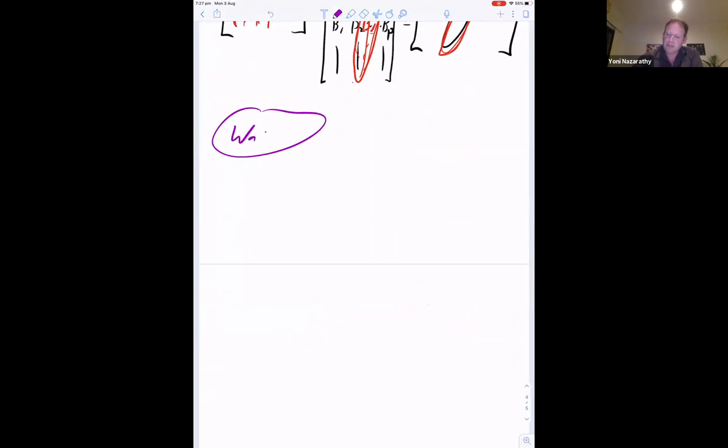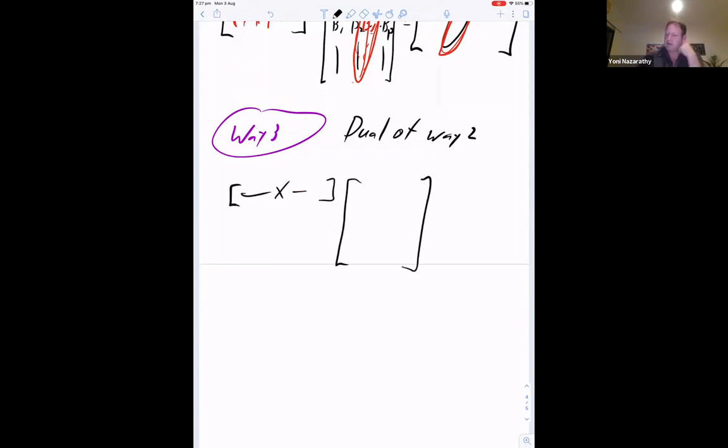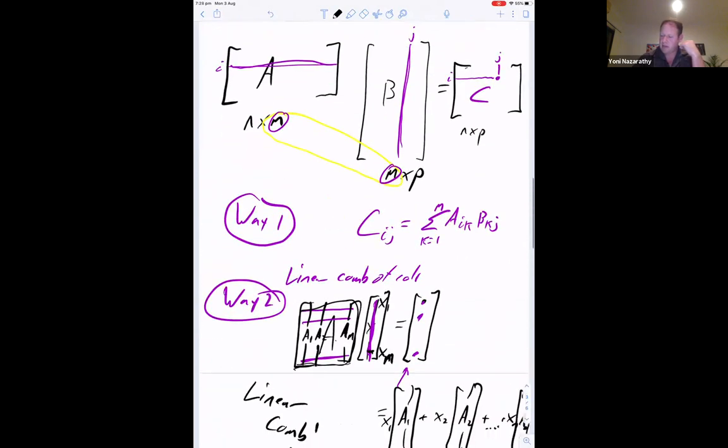Okay, let's go to way three. So way three is kind of the dual of way two of matrix multiplication. When you speak about duals, you typically are transposing. Whatever was a column is a row, whatever was on the right is on the left. That's kind of the word dual, D-U-A-L, dual of way two. Okay, so for this, think of now that you have some vector x here, which is a row vector, and you multiply it by a matrix. And now think of the matrix as row 1, A1, row 2, A2, up to row, how many did we say we had? We had n, row n, An.